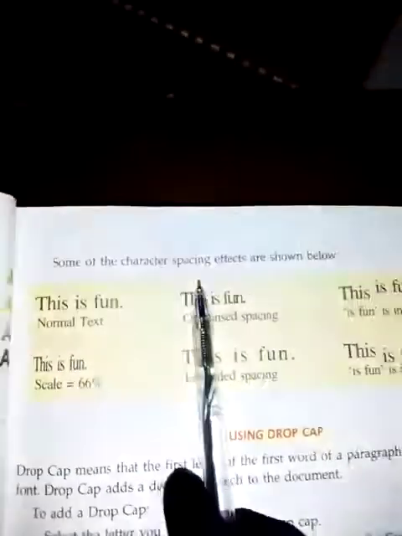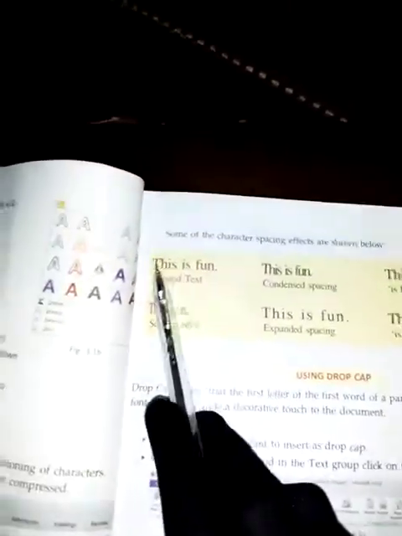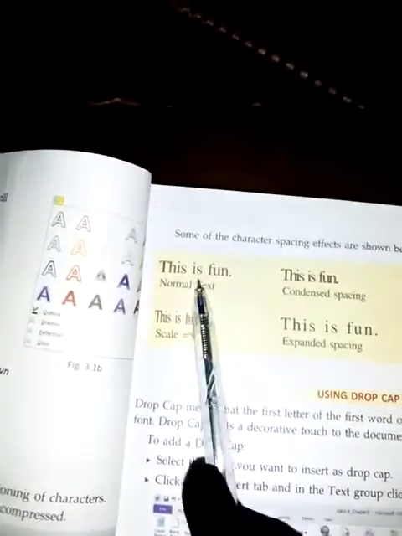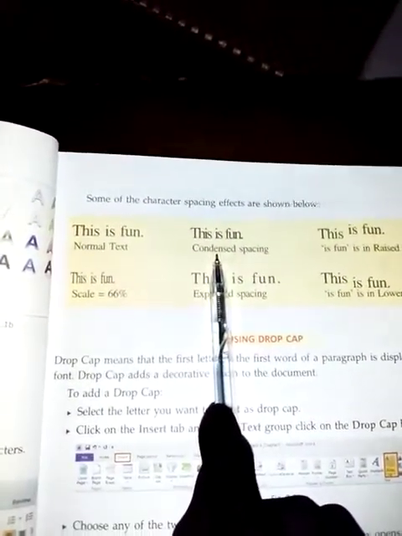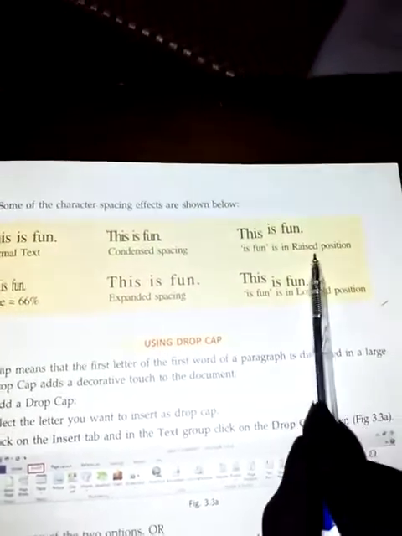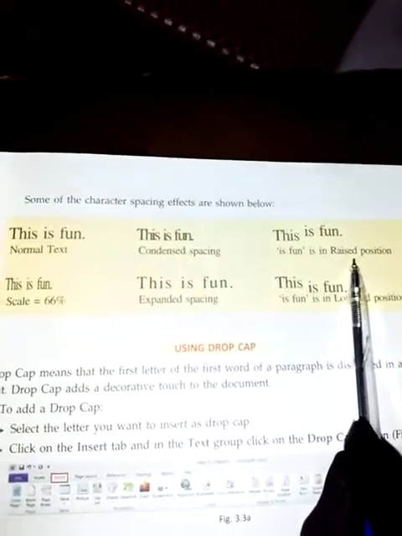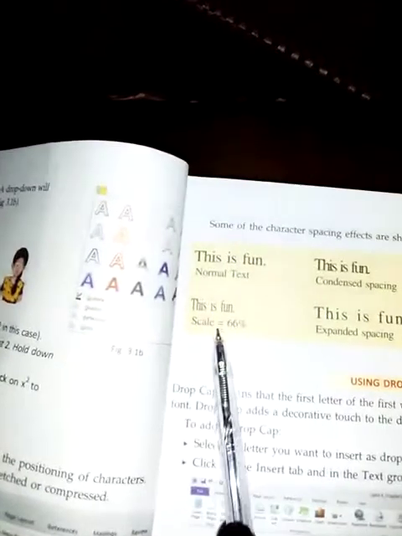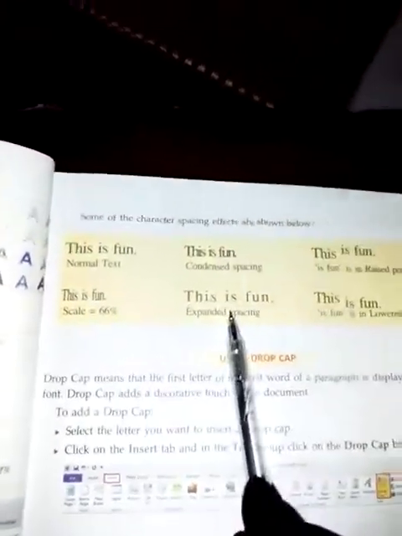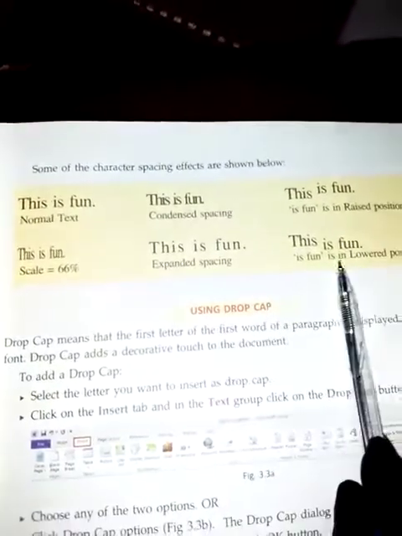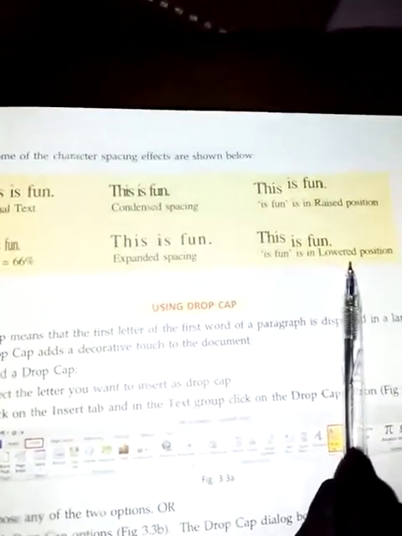In this, you can also see "this is fun." The text is written as normal text. Then you can see here condensed spacing is done, and the "this is fun" which is written is in raised position. Okay, in this you can see 66% scaling has been done, expanded spacing is done, and "this is fun" is in the lowered position.